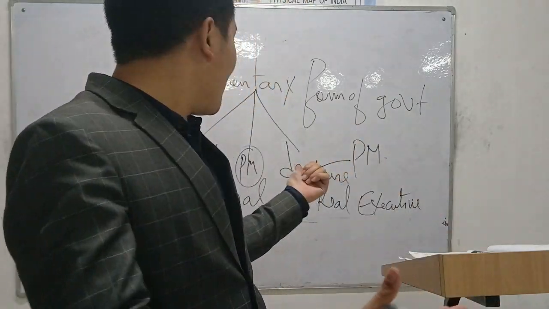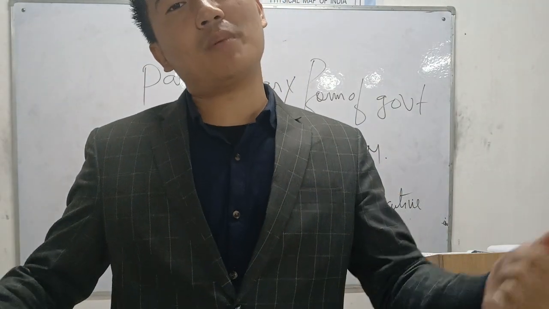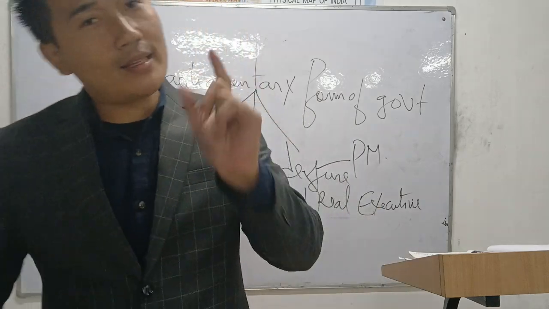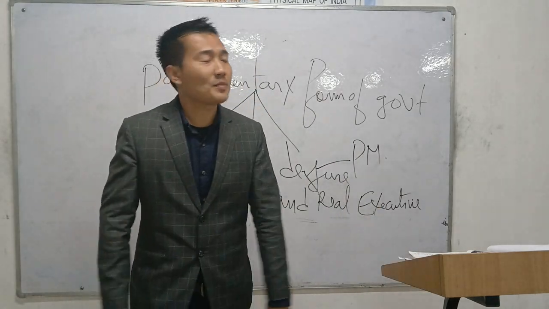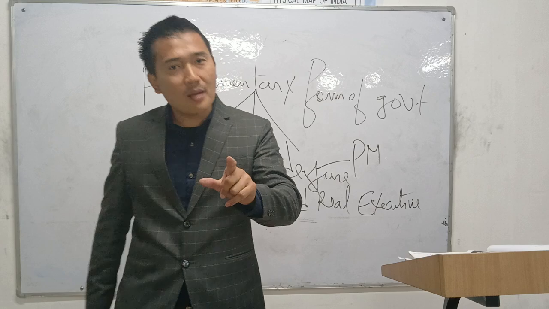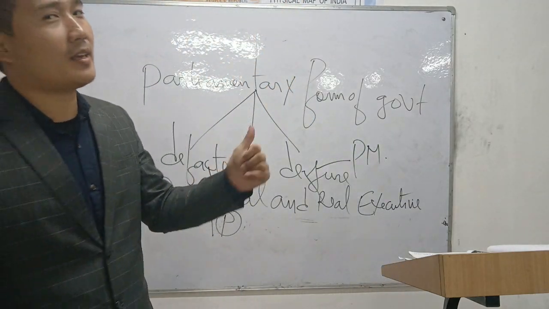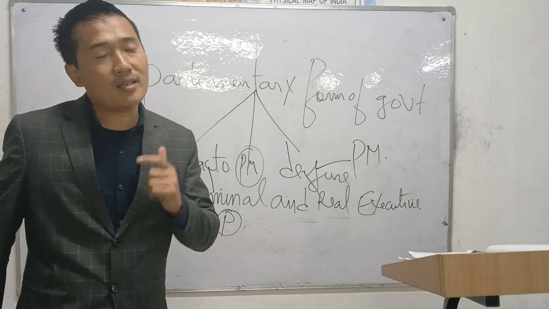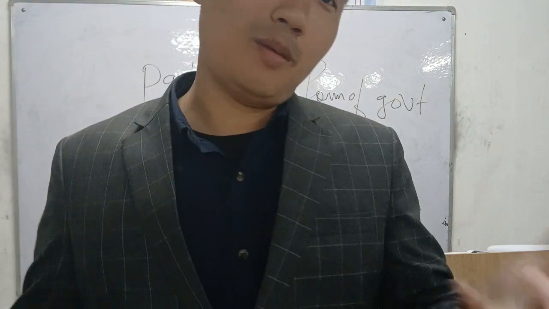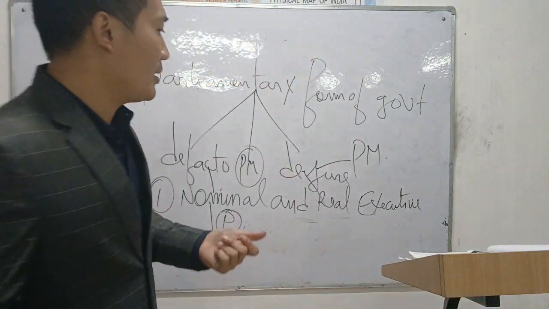Why is the Prime Minister known as the de jure or the real head? Because he or she is directly elected by the people every 5 years. That's why in this kind of government, we will every time see the Prime Minister too powerful, like a king, because he is directly elected by the people. Alright, next.